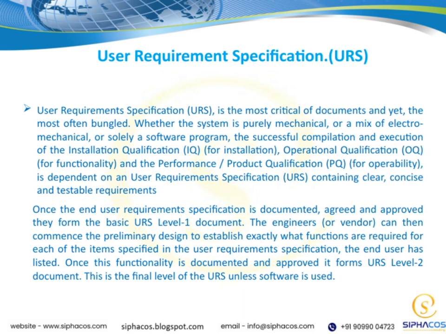Now, let's focus on what makes the User Requirements Specification, or URS, so critical. It's arguably the most important document in the process because it guides the entire project. Whether we're dealing with a purely mechanical system, a mix of electromechanical components, or a software-based solution, the success of our qualification activities, like installation, operational, and performance qualification, hinges on having a well-prepared URS. In fact, the entire validation process depends heavily on whether the URS contains clear, concise, and testable requirements.